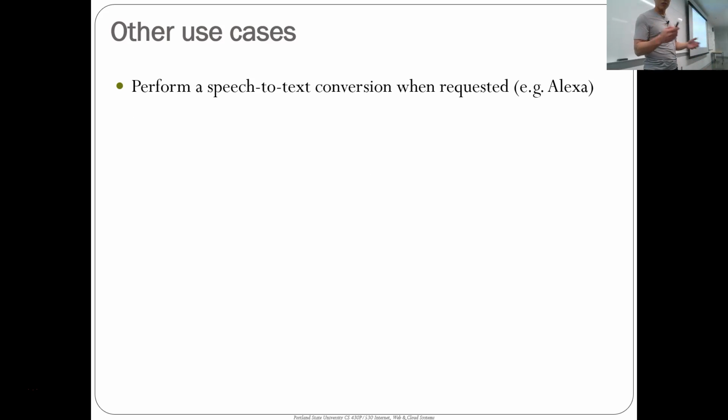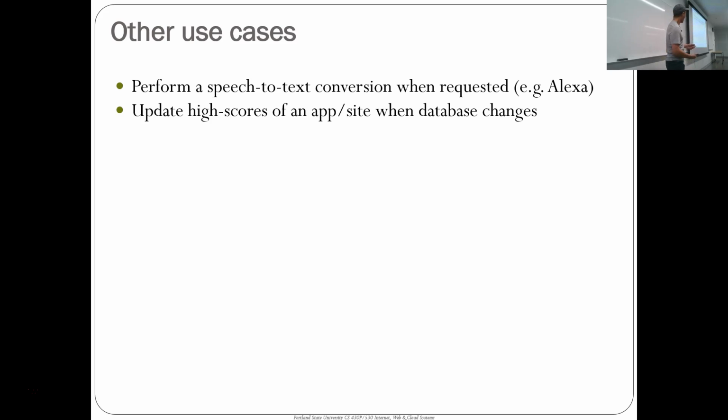Okay, some other use cases. Perform speech to text when requested. So Alexa, turn on the TV. That turns into probably an AWS Lambda, a function that gets triggered, and then that will spawn off the speech to text function. Another one is you have a game.